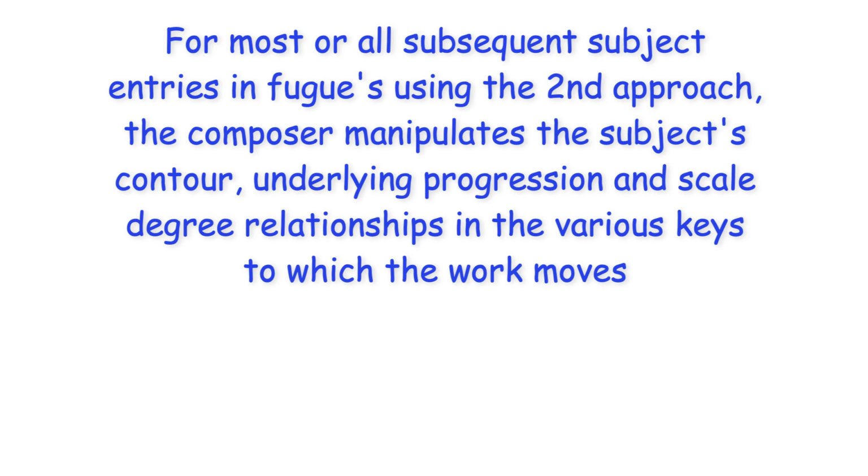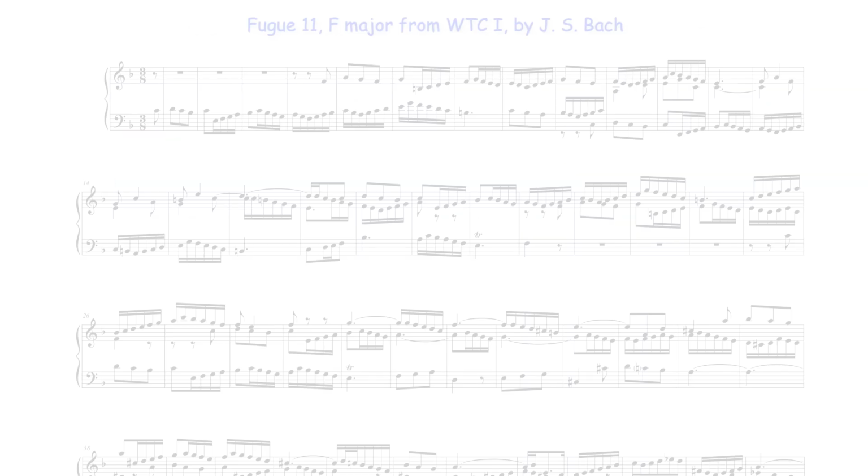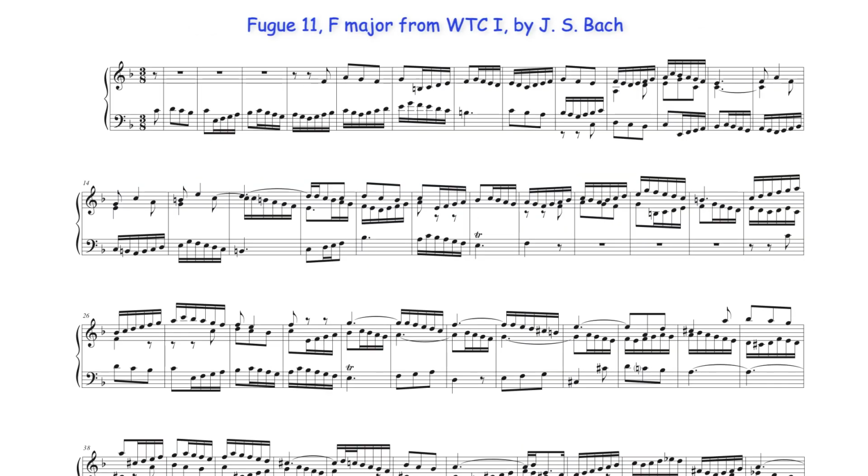For most or all subsequent subject entries in fugues using the second approach, the composer manipulates the subject's contour, underlying progression, and scale degree relationships in the various keys to which the work moves. In this video, I'll be looking at the first approach as used by J.S. Bach in his 11th fugue from Book 1 of the Well-Tempered Clavier.